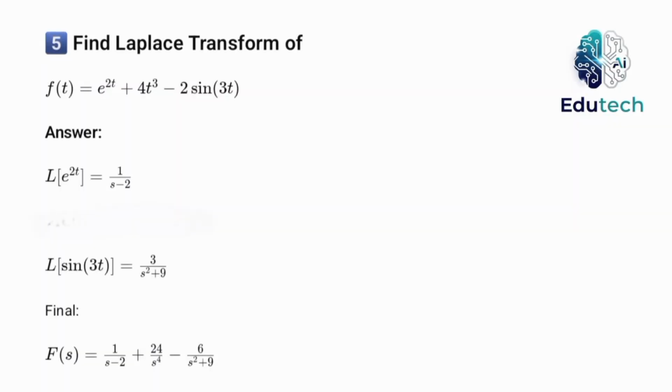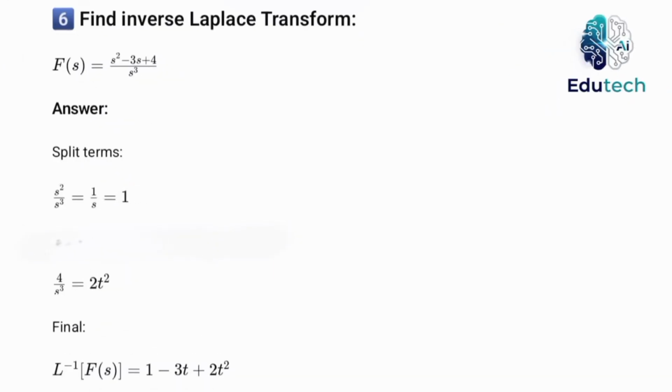Laplace transform of f of t is equal to e raised to 2t plus 4t cube minus 2 sin 3t. Capital L of e raised to 2t is equal to 1 by s minus 2. Capital L of sin 3t is equal to 3 by s square plus 9. Then we can get the answer F of s is equal to 1 by s minus 2 plus 24 by s raised to 4 minus 6 by s square plus 9.